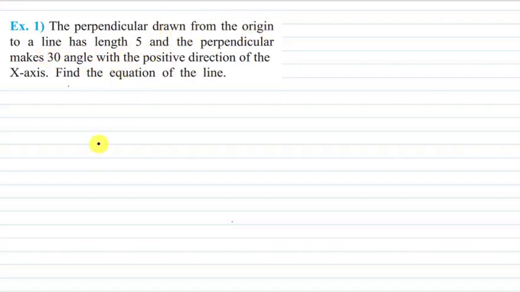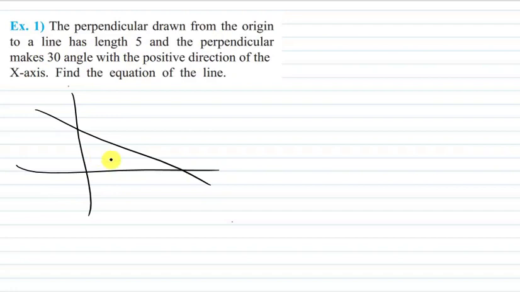Here in this example 1, you can see a perpendicular drawn from origin to a line has the length. That means there will be a line, right? This will be a line. A perpendicular is drawn whose length is 5. That means value of P is given, and which makes 30 degree angle, right? 30 degree. Here this is making 30 degree angle with respect to direction of axis, right? Find the equation of the line. We have to find the equation of this.